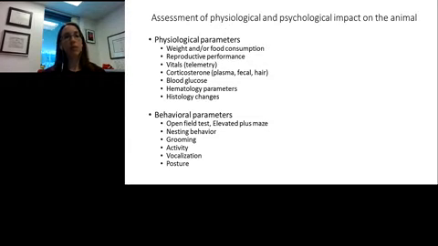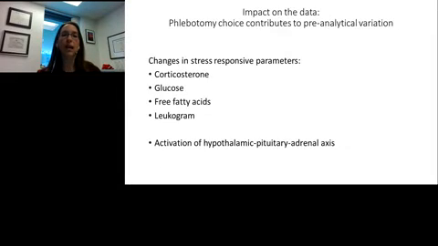So as I mentioned, for most of this presentation, I'm going to focus on the impact that the procedure has on the animal. But I did think it was important to just point out that the method that you choose to collect your blood sample can also impact your data. The types of physiologic responses that the method can trigger in the mouse can actually lead to some pre-analytical variation in your data by changing some of those physiologic parameters that we just talked about, such as corticosterone, glucose, free fatty acids, and the leukogram.